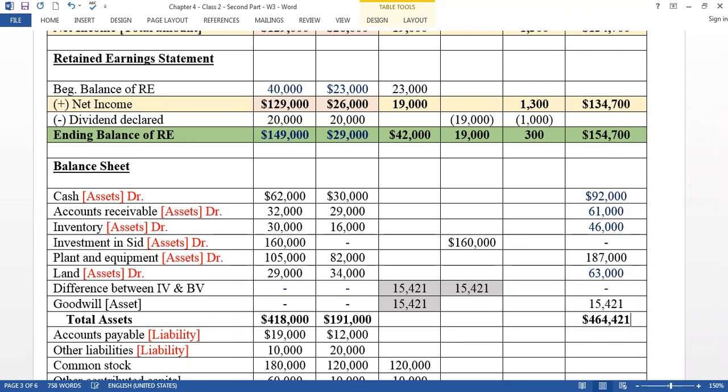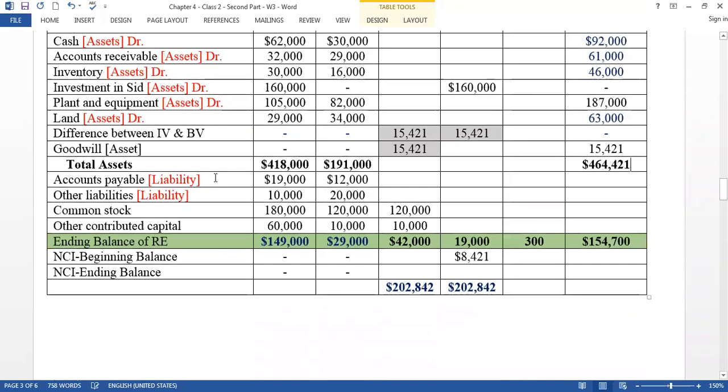464,421. This is the total asset of parent and subsidiary. Now liability. We know that accounts payable normal balance is credit. So this is the parent company's accounts payable, this is the subsidiary company's accounts payable, credit and credit plus, and it is $31,000.